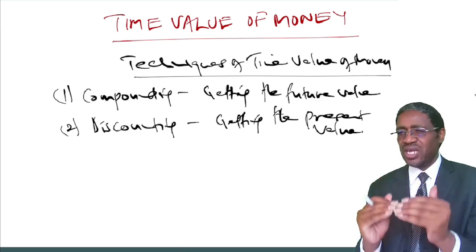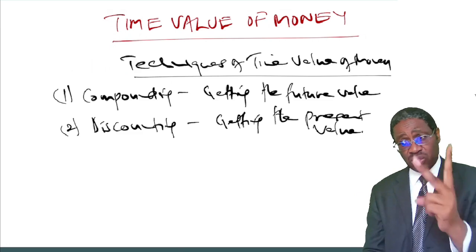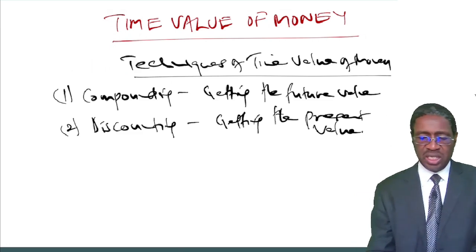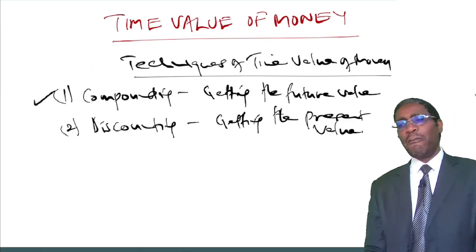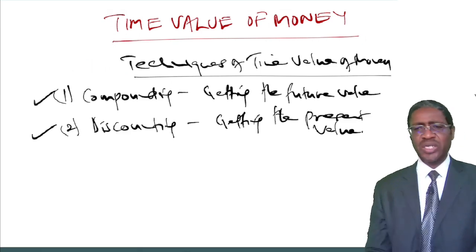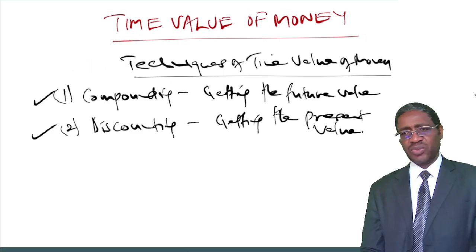What are the various techniques of time value of money? And we saw there are 2 techniques of time value of money. One is what we called the compounding technique. Number 2 is what we were calling the discounting technique of time value of money.